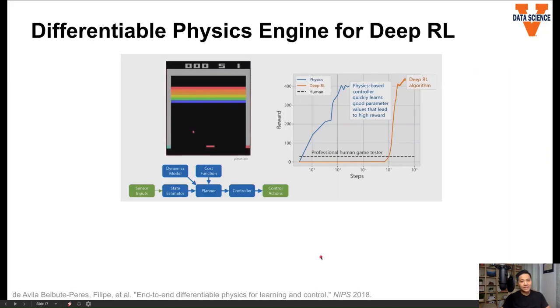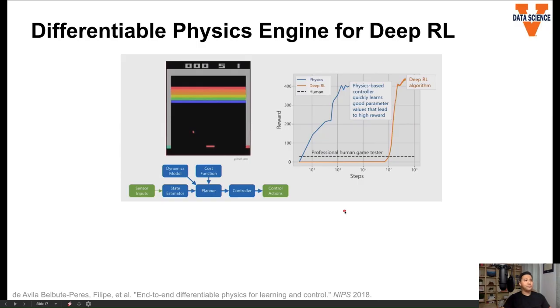Now I'm going to show you the last example, on a differentiable physics engine for deep reinforcement learning. And you've seen this in the reinforcement learning lecture, where the deep reinforcement learning algorithm was able to outperform human testers. But the problem is it takes such a long time and a lot of training data in order to start getting really good performance. So the reason you have this is 10 to the 7 here, and up here about 10 to the 8 steps, which takes a lot of training data.